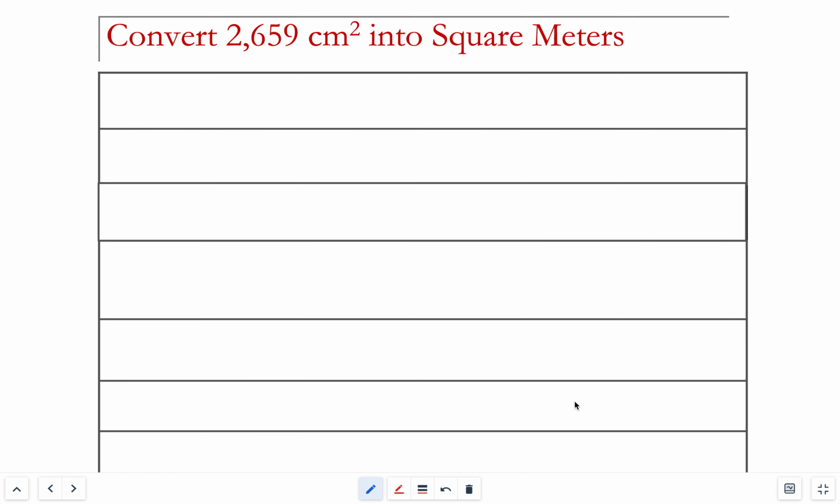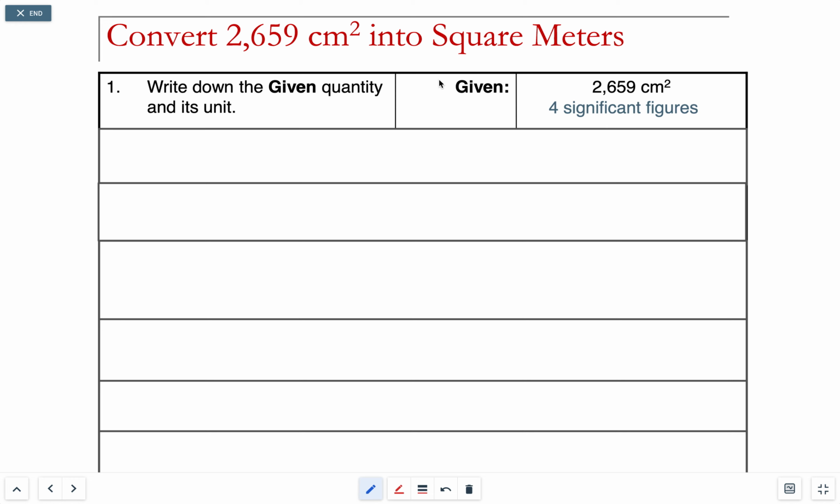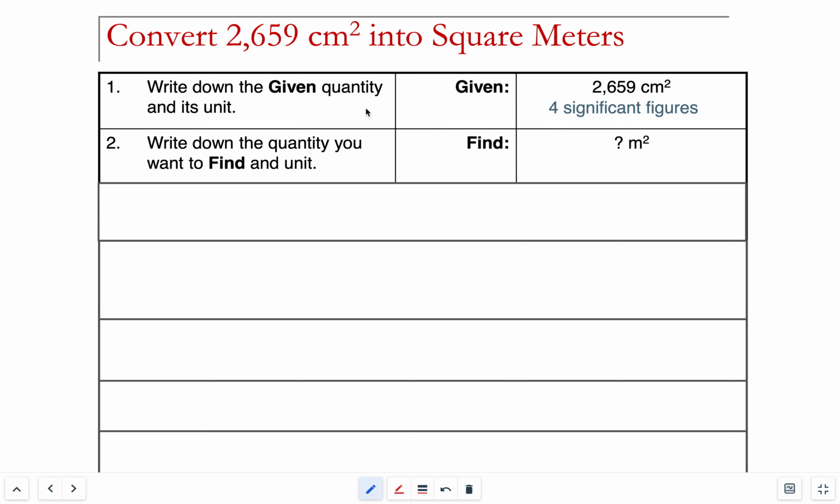So let's look at one more problem illustrating this unit analysis method that also is using more than one dimension in the unit. So here we're asked to convert 2,659 square centimeters into square meters. The first step is to write down what you're given, which is this value. We know we have 4 significant figures in it. The next thing is to write down what you're trying to solve for, which is some value in square meters. The third step is to find the relationship that's going to go between square centimeters and square meters.